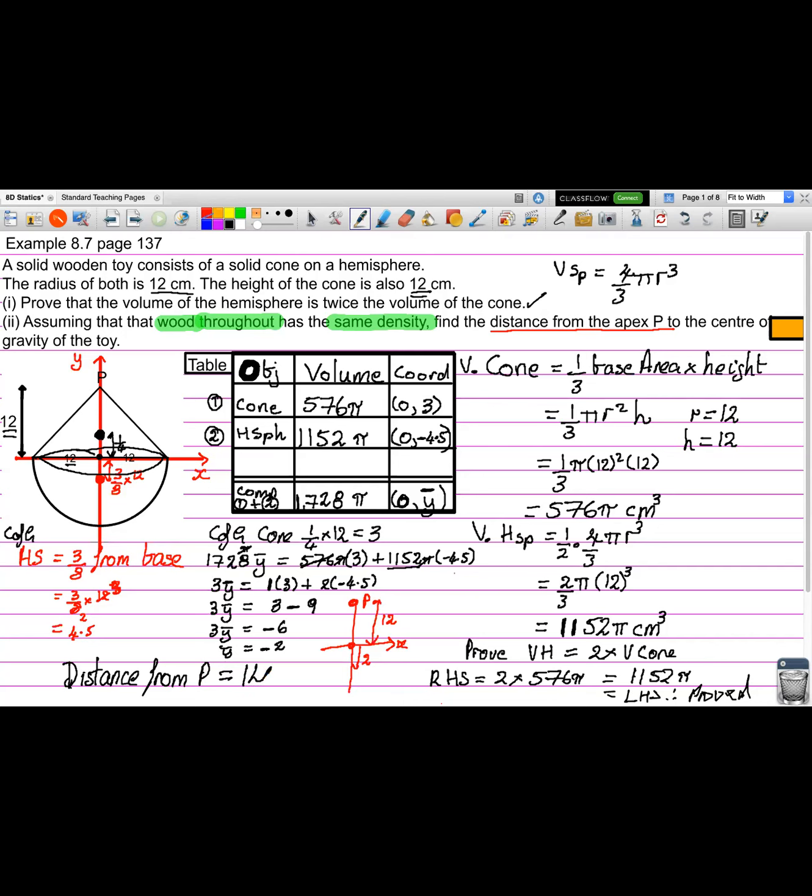Are you all still there? 14 centimeters. Sorry to squash it all into one page. Any questions?